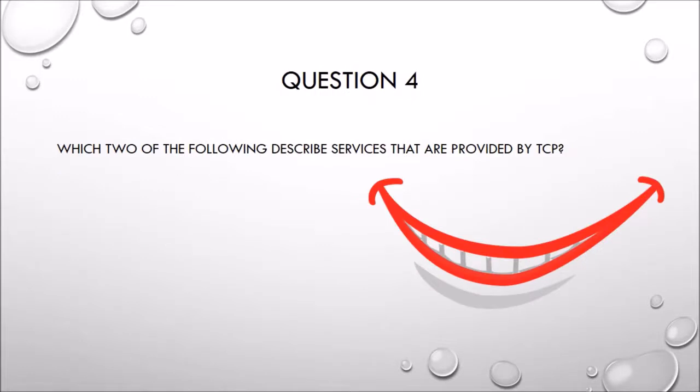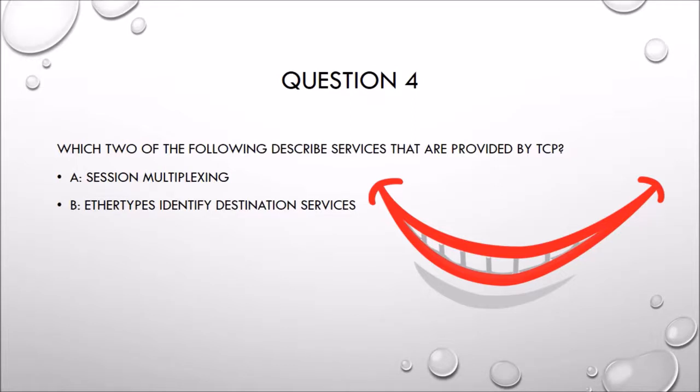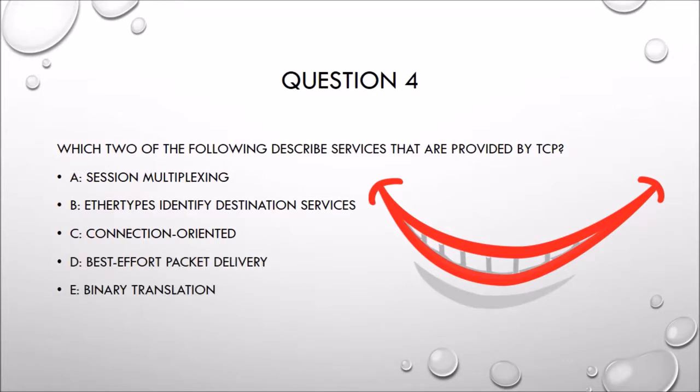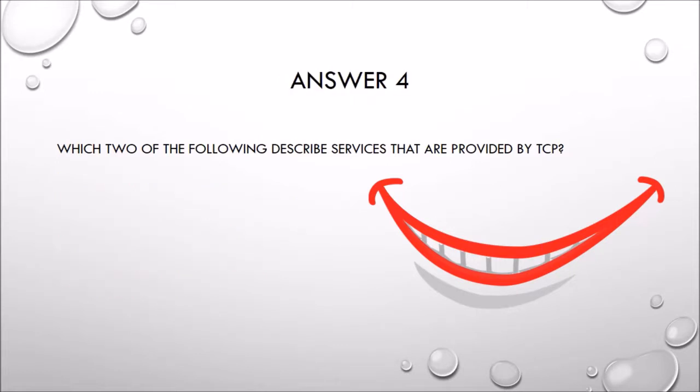Question 4. Which two of the following statements describe services that are provided by TCP? A. Session multiplexing. B. Ether types identify destination services. C. Connection oriented. D. Best effort packet delivery. Or E. Binary translation. And the answers are A and C. TCP does relate to session multiplexing, and it does involve connection orientation.